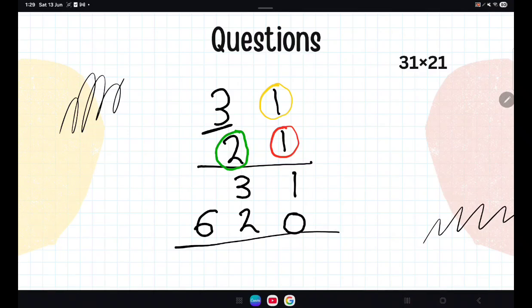Now we're going to add these all up together. 1 add 0 would be 1. 3 add 2 would be 5. And 6 add nothing would be 6.